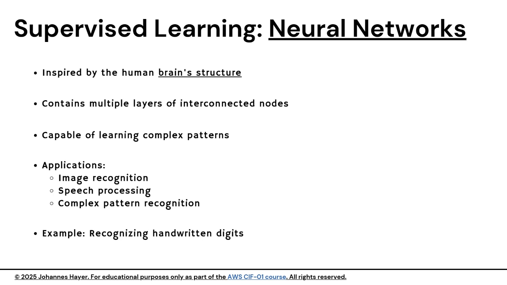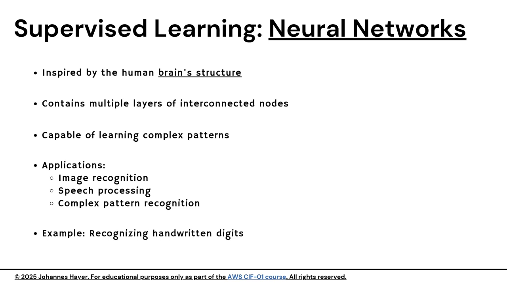Neural networks represent the more complex end of supervised learning techniques. Inspired by how our brains work, they consist of layers of interconnected nodes that process information in stages. So think of each node as a tiny decision maker, taking in information, processing it, and passing along its conclusion to the next layer. What makes neural networks powerful is their ability to learn incredibly complex patterns that might be impossible to program explicitly. A classic example is handwriting recognition.